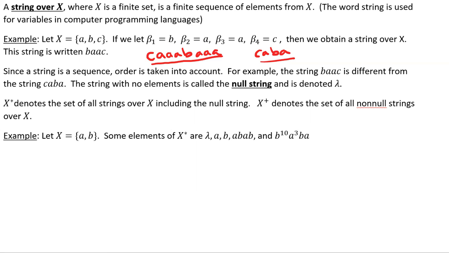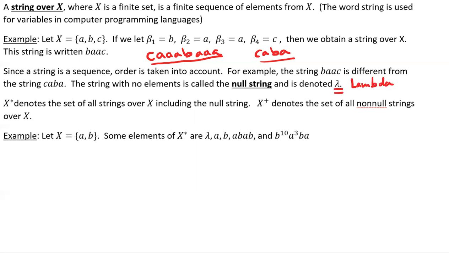The string with no elements is called the null string. It's denoted with this lambda. Lambda is called the null string. It's the string of no elements. X star denotes the set of all strings over X.